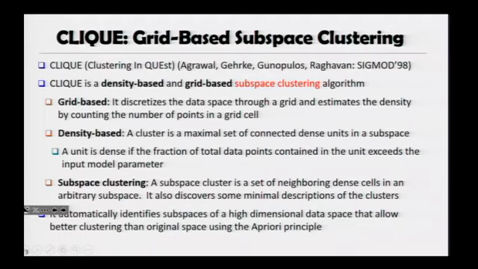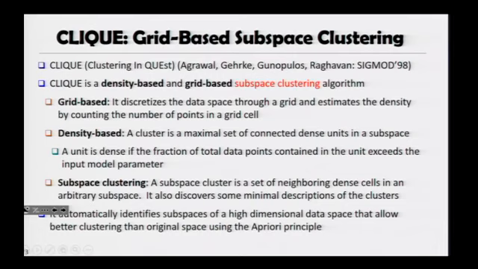The CLIQUE algorithm is called grid-based subspace clustering. This algorithm is a mixture of a couple of different ideas that I hope you can capture in this slide. It is by the same group, the IBM people, including Rakesh Agrawal. CLIQUE has three characteristics. One is that it is density-based. Second, it is grid-based. And the third is that it is a subspace clustering. I will explain in detail what these three characteristics are.